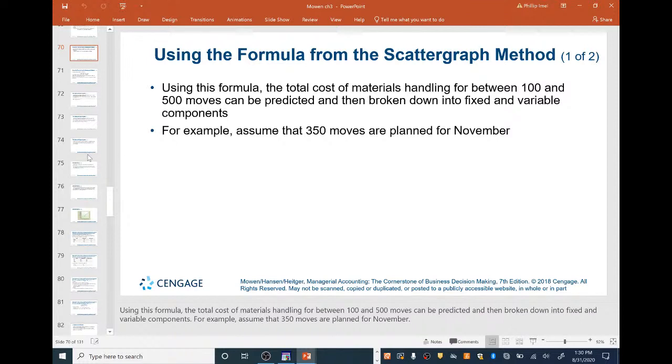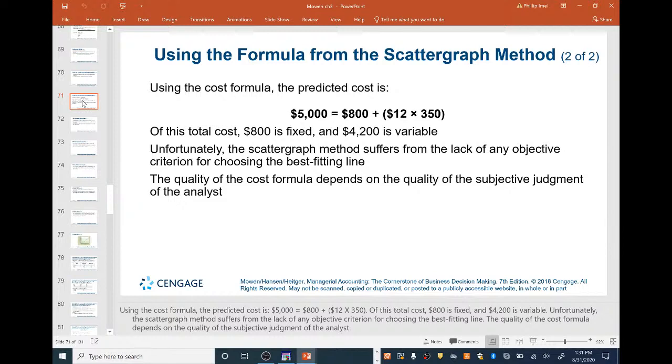So using this formula, the total cost of materials handling for between 100 and 500 moves can be predicted and then broken down into fixed and variable components. So let's look at an example. Assume that 350 moves are planned for November. Using the cost formula, the predicted cost is going to be $5,000.